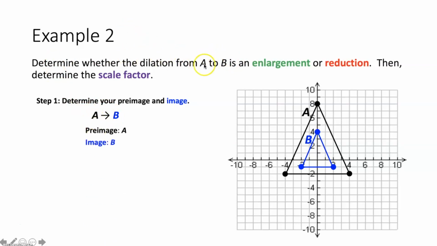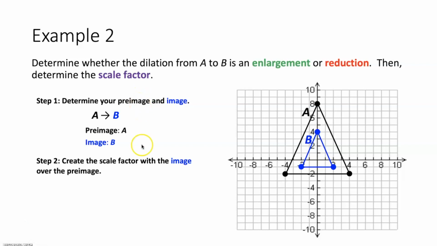After that, we have to determine whether the dilation from A to B is an enlargement or a reduction. To do that, we just have to find the scale factor of dilation. If the scale factor of dilation is greater than 1, then we know it's going to be an enlargement. If it's between 0 and 1, we know it's going to be a reduction. So, how do we determine the scale factor of dilation? Well, we take a side length measure for our image and put it over the corresponding side length measure of our pre-image.